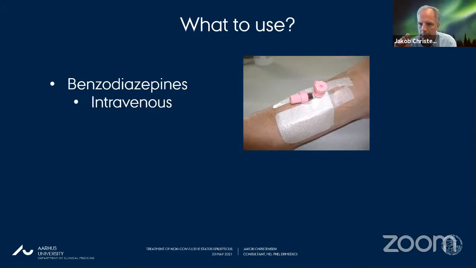The benefit of benzodiazepines, and we discussed this early on today, is that it's highly lipophilic. It means that it crosses the blood-brain barrier very quickly, goes into the brain, and acts very quickly, much quicker than any other drug like levetiracetam, phenytoin, or valproate. It's much quicker.